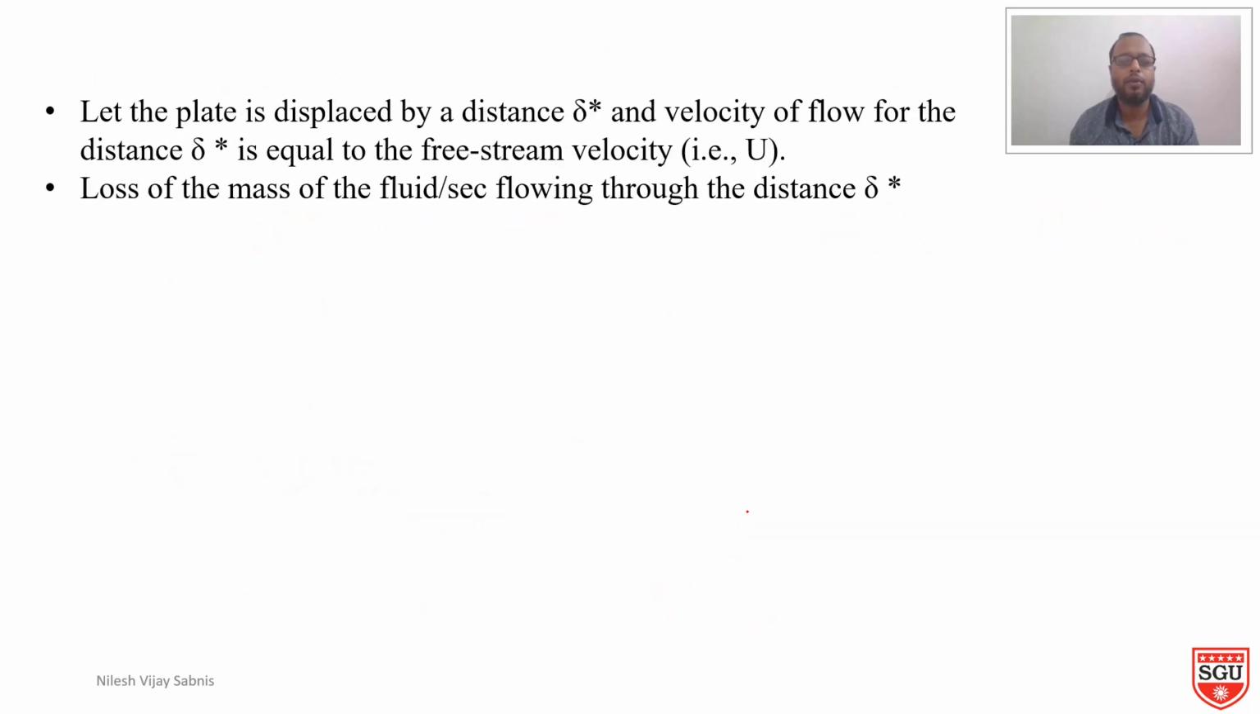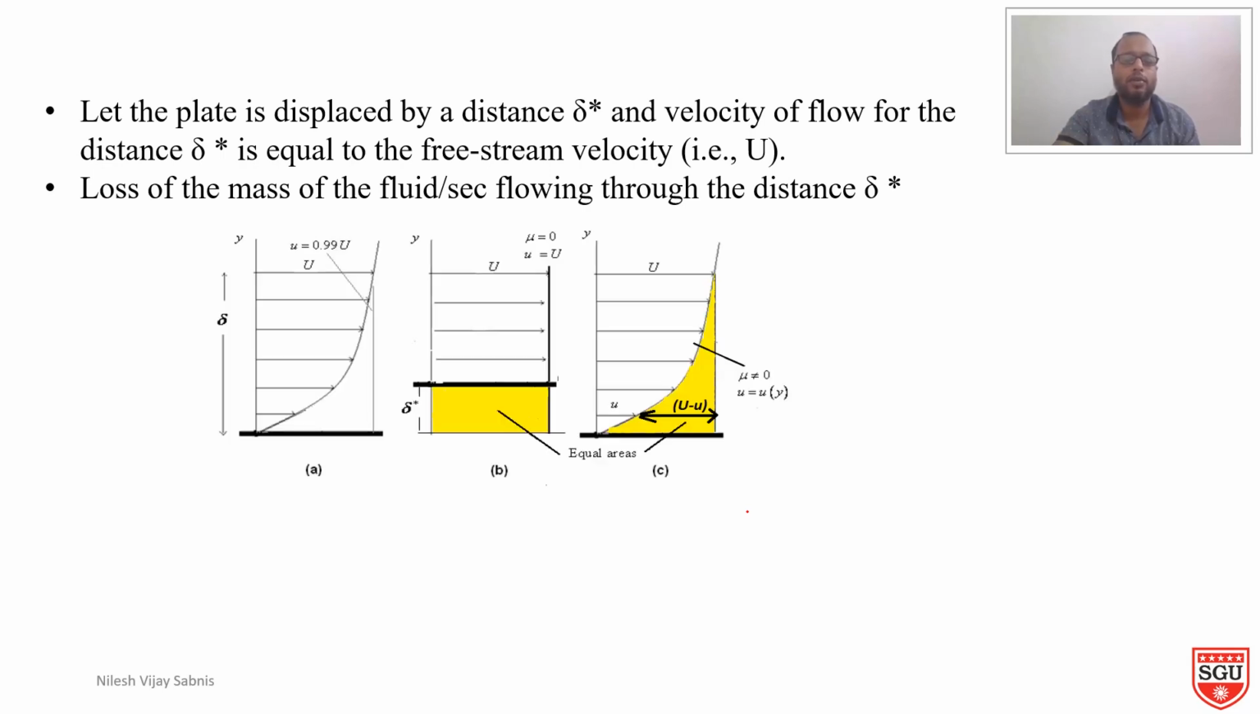Then the last thing we have to do is consider the plate is there, but ideal fluid is flowing and we want the same discharge. Let the plate be displaced by the distance delta star, and the velocity of flow for the distance delta star is equal to the free stream velocity. Now the loss of mass of fluid per second flowing through the distance delta star, this we have to consider.